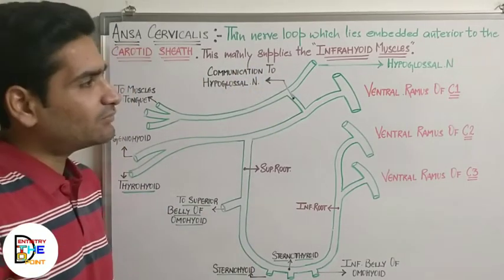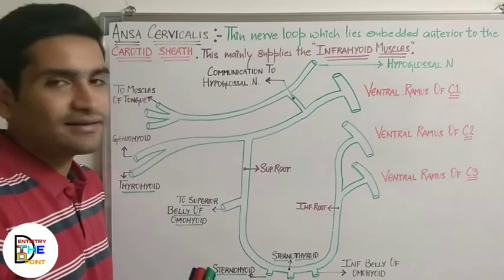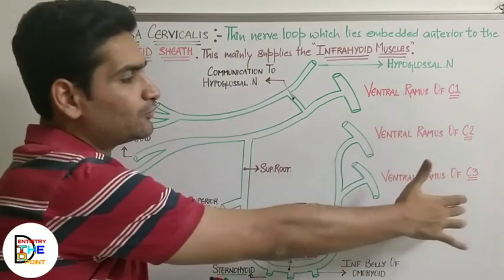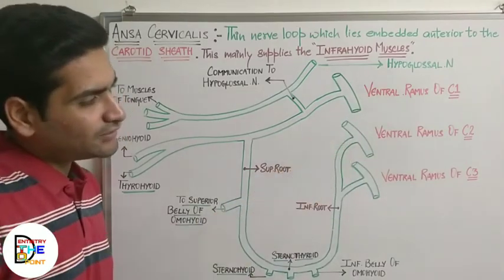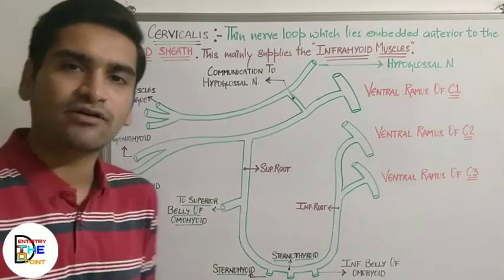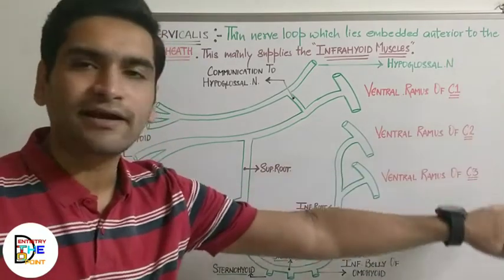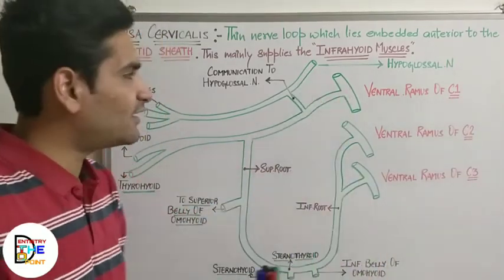Now how is it formed? The Ansa cervicalis is formed by cervical roots number 1, 2 and 3. From what will it form? Ventral ramus of C1, ventral ramus of C2 and ventral ramus of C3, or you can also say cervical root number 1, 2 and 3. They are going to form the Ansa cervicalis.